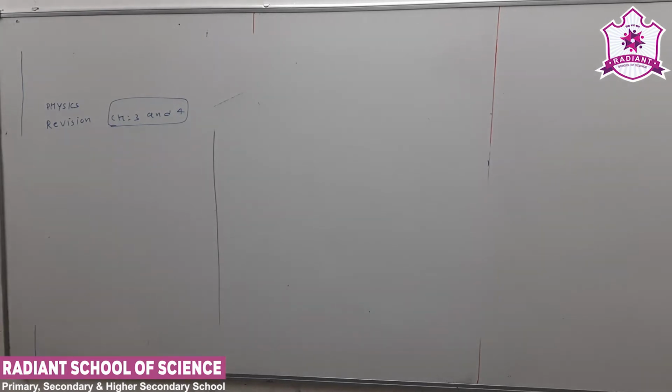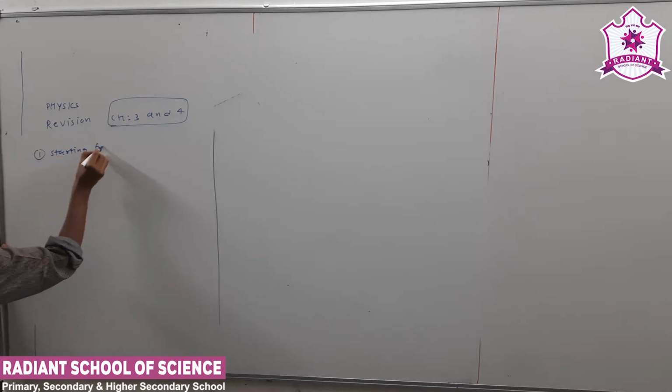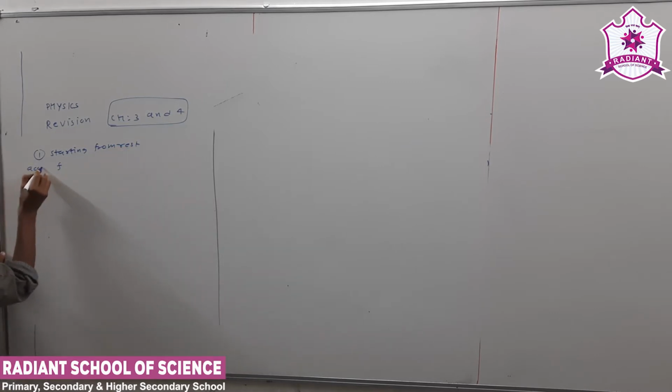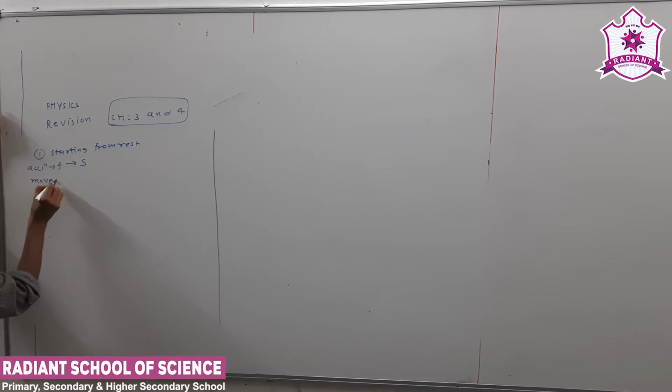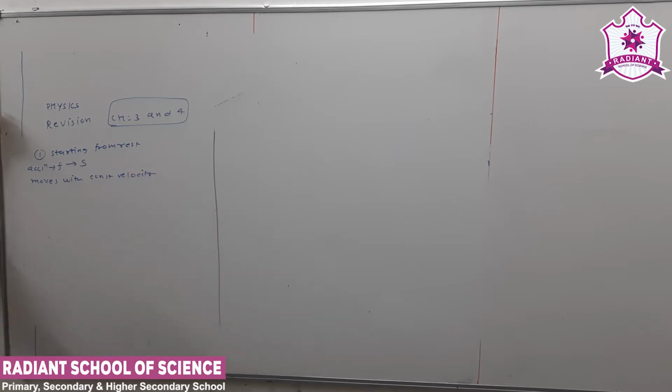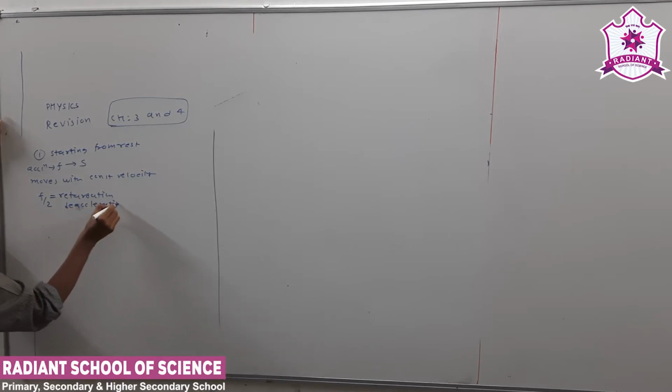Now let us say a particle starting from rest moves with the acceleration of a. The distance covered is s. Then it moves with a constant velocity for some time, and finally it has a retardation, or a deceleration, and comes to rest.